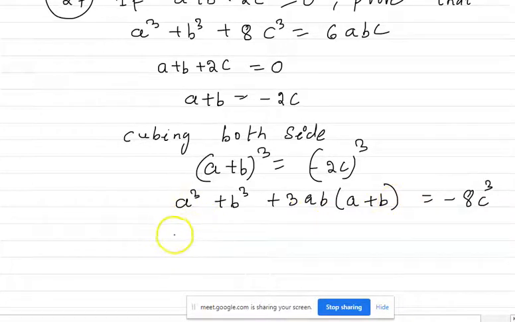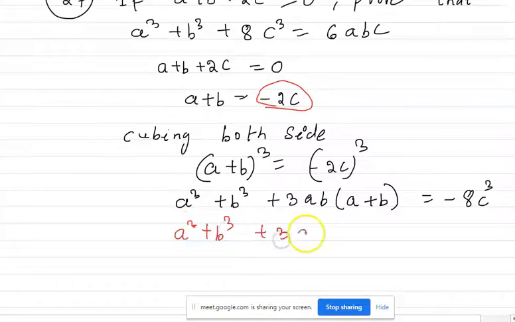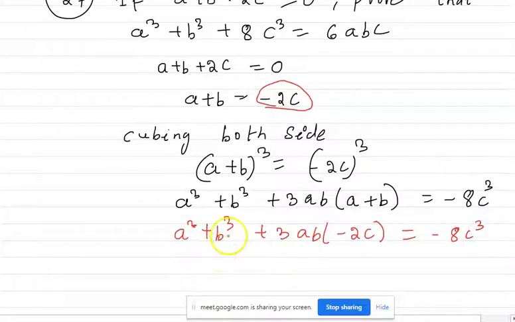Now you have to solve it. So what is the value of a plus b? Minus 2c. So I write here a cube plus b cube plus 3ab, the value of a plus b is minus 2c, so minus 2c is equal to minus 8c cube. Minus 6c. You can see the screen, though. Yes, sir. Yeah, I am sharing from Google Meet.